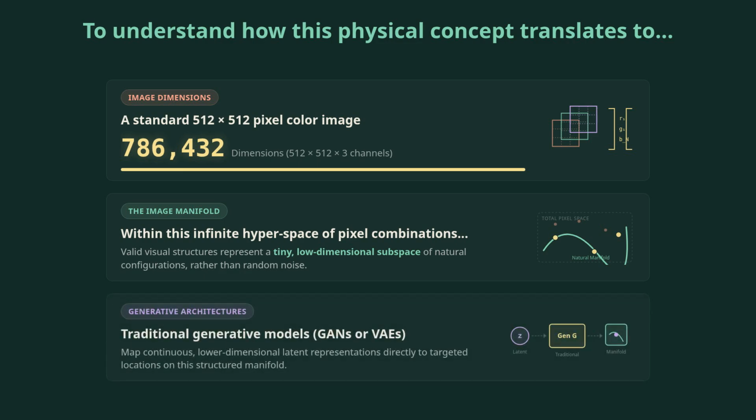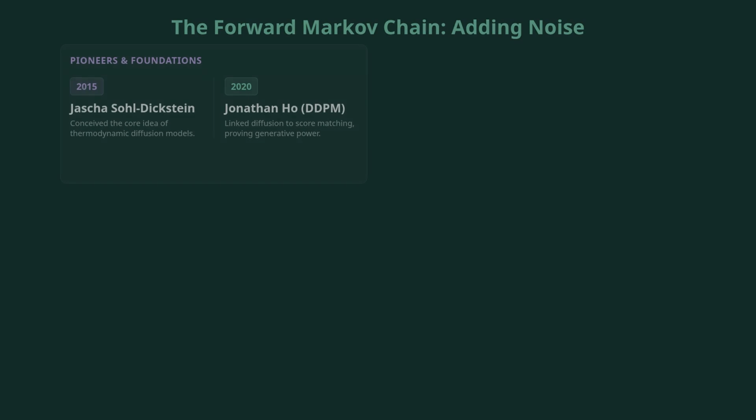Traditional generative models, like generative adversarial networks or GANs, tried to map a simple distribution directly to this complex manifold in a single massive jump, which often resulted in highly unstable training sessions and collapsed modes. Diffusion models, pioneered by Jascha Sohl-Dickstein in 2015 and refined by Jonathan Ho in 2020, solve this mapping problem by breaking the journey down into hundreds of tiny, manageable steps.